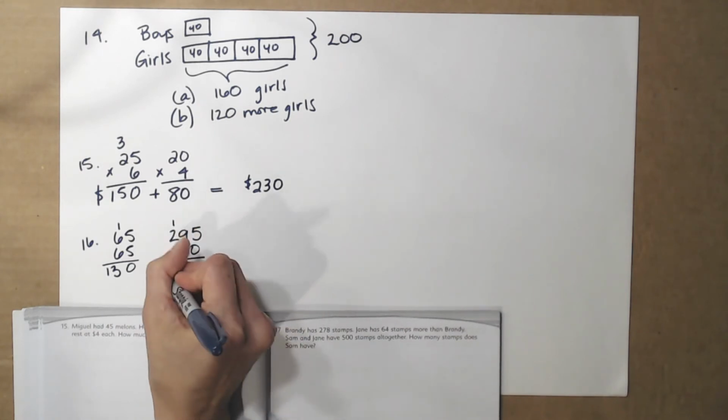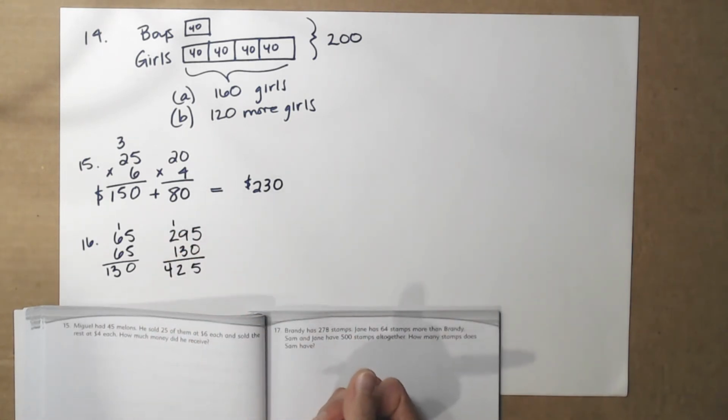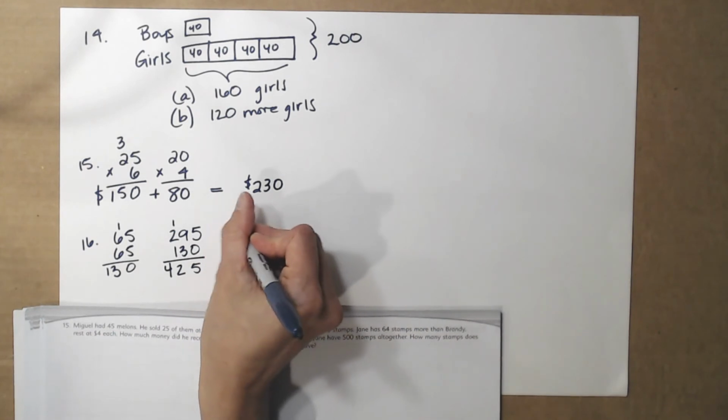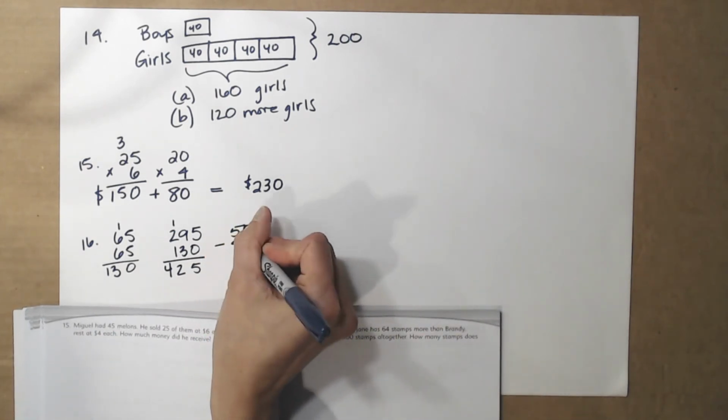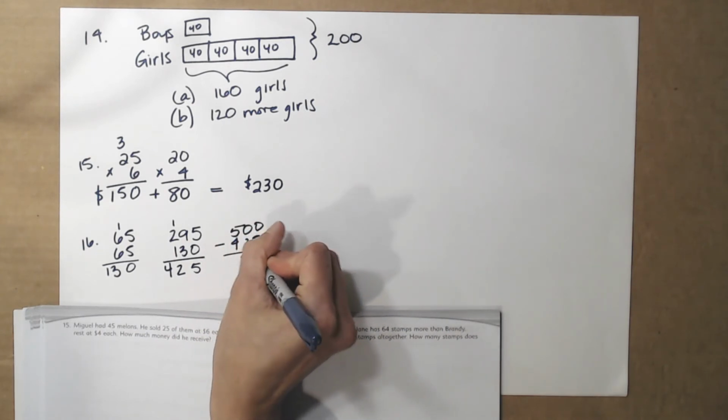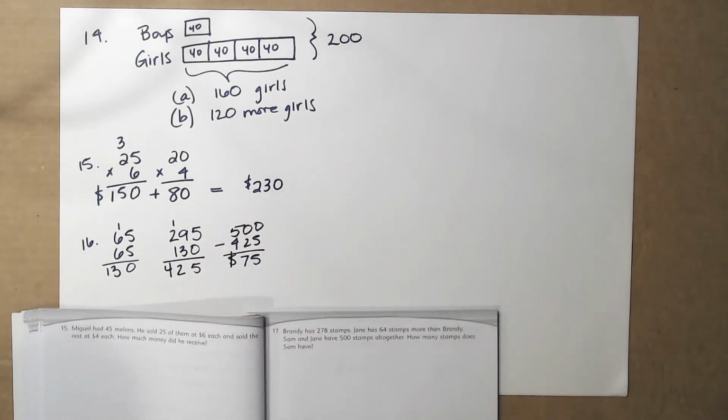So $425 altogether. She gave the cashier $500. How much change did she get? Well, she owed $425, so she'll get $75 in change.